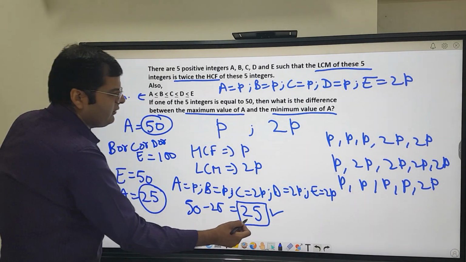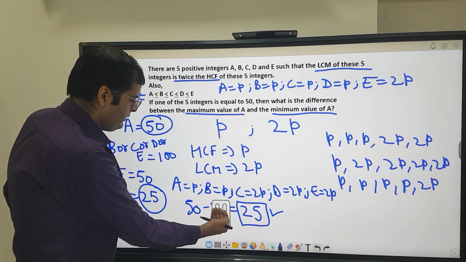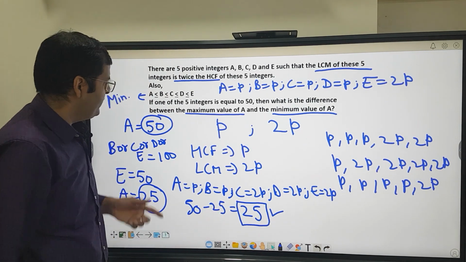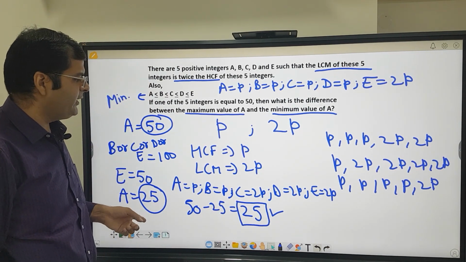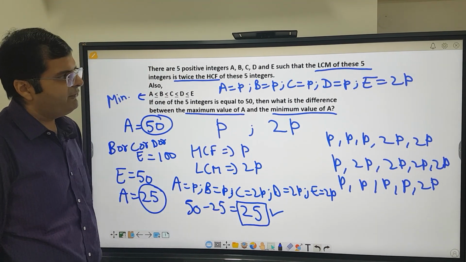So 25 over here is the right answer. It's 50 minus 25. 50 is the maximum value, 25 is the minimum value. So the difference between them is 25. That's the answer.